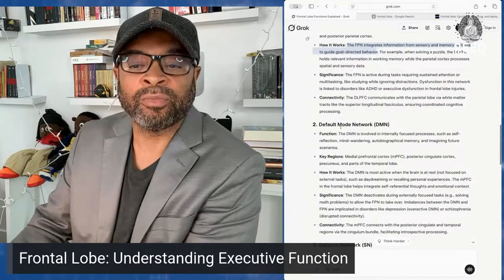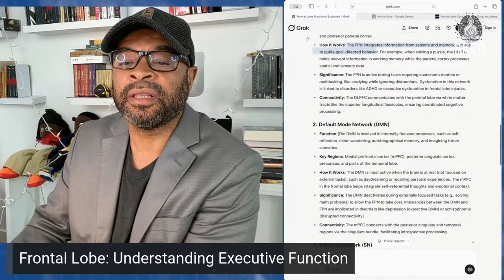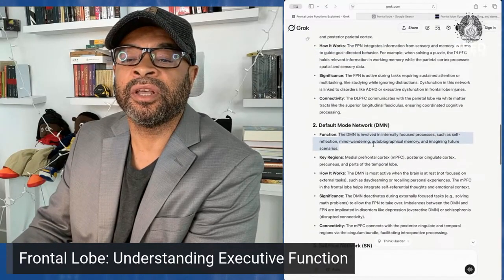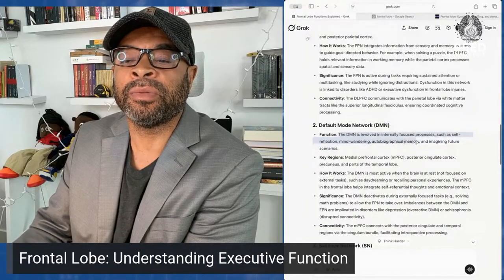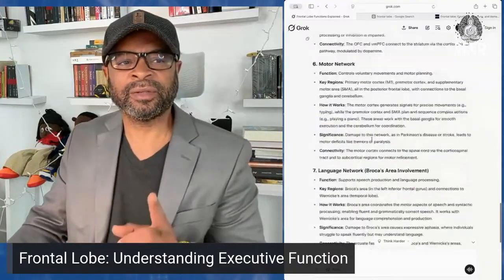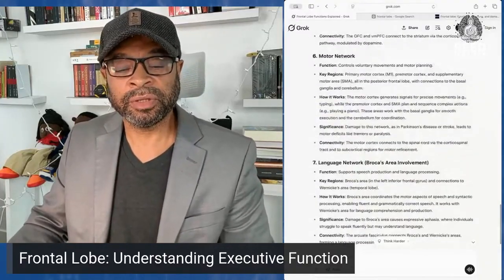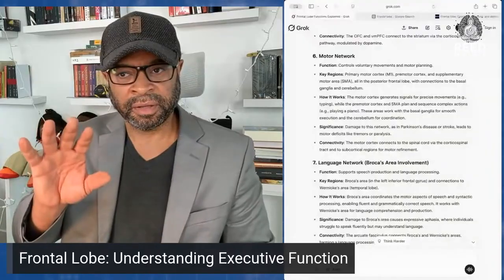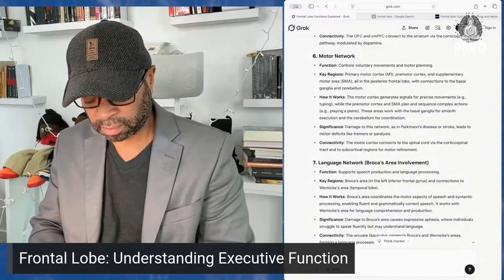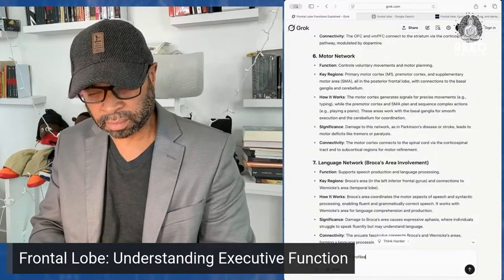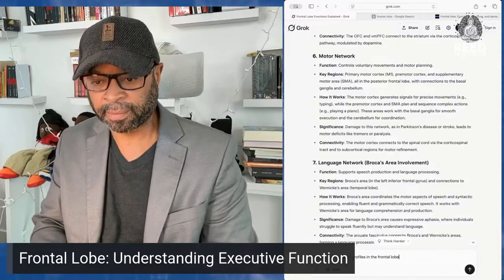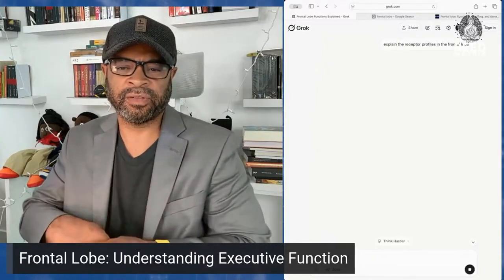Okay, and the default mode network. The DMN is involved in internally focused processes such as self-reflection, mind wandering, autobiographical memory, and imagining future scenarios. And so I just wanted to show you that. Didn't want to get too deep into it, but also let me go through and see if they can describe the receptor profiles in the frontal lobe.